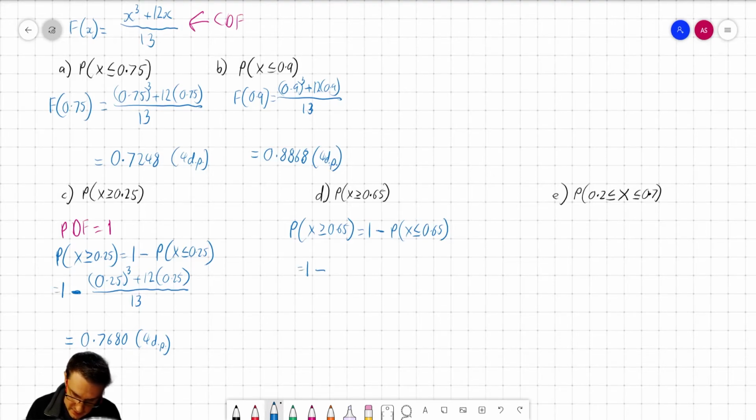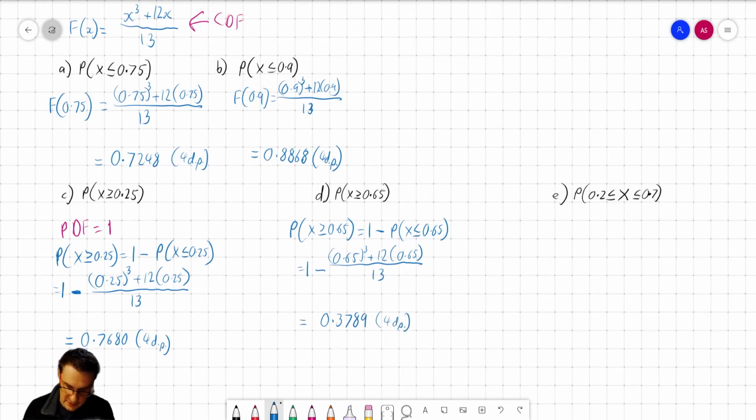less than 0.65 all to the power of 3 plus 12 times 0.65 all over 13. And when we type this into our calculators, what we end up with is 0.3789, and again to 4 decimal places. That's our answer.